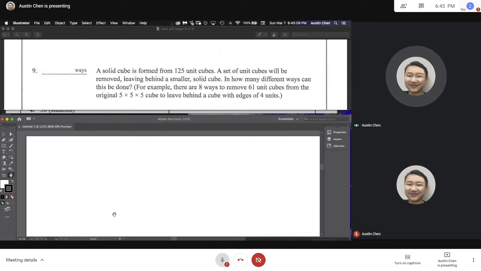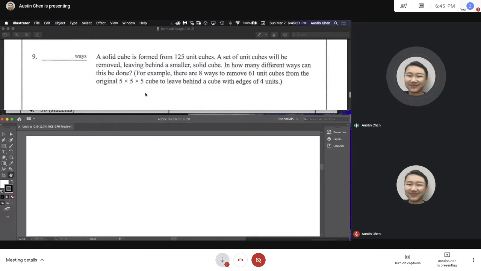Today we're continuing the last few problems of 2012 nationals, sorry, and we are on team number 9. A solid cube is formed from 125 unit cubes. A set of unit cubes will be removed, leaving behind a smaller solid cube. In how many ways can this be done? For example, there are 8 ways to remove 61 unit cubes from the original 5 by 5 by 5 cube to leave behind a cube with edges of 4 units.